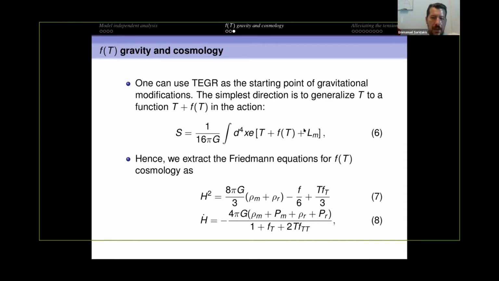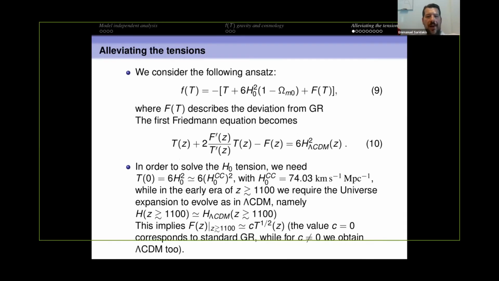And if you go to f(T) gravity, these are the Friedmann equations, and you obtain an effective dark energy sector of torsional origin. So this is a different theory from f(R) gravity. And the interesting feature is that the torsion scalar in FRW geometry is equal to 6H squared. So it depends only on the Hubble function, while the Ricci scalar in FRW is equal to 6 times H squared plus H dot. So it depends also on the derivative of the Hubble function. This will play an important role in our analysis.